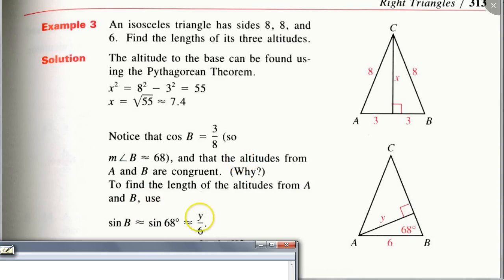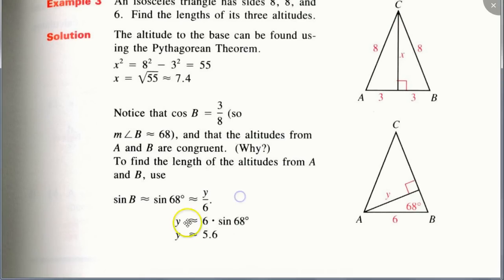Okay, so now let's look at what y is. To get y, you multiply both sides by 6. And of course, sine of 68 you can look up on the table. Which column are you going to look at? First, second, or third? First. And so when you multiply out, you get about 5.6. Wait, so you don't need to multiply with the inverse? Right, because it's asking for the length of the side, you don't need the inverse. The only time you need the inverse function is when you're looking for the angle measure, using sine, cosine, or tangent.